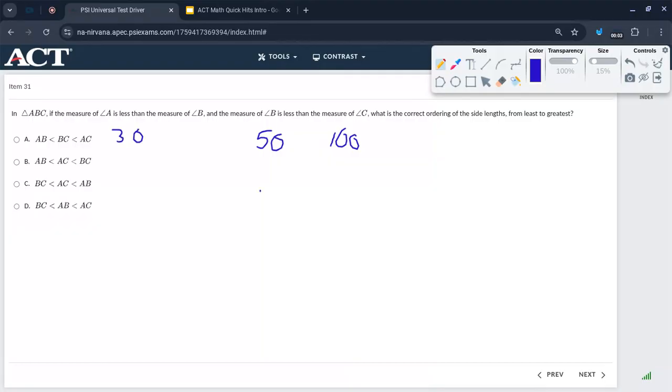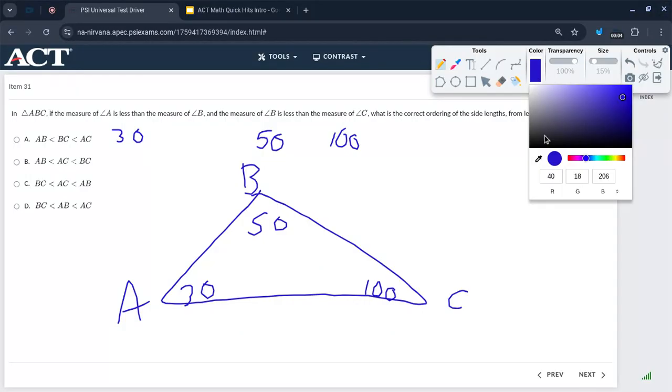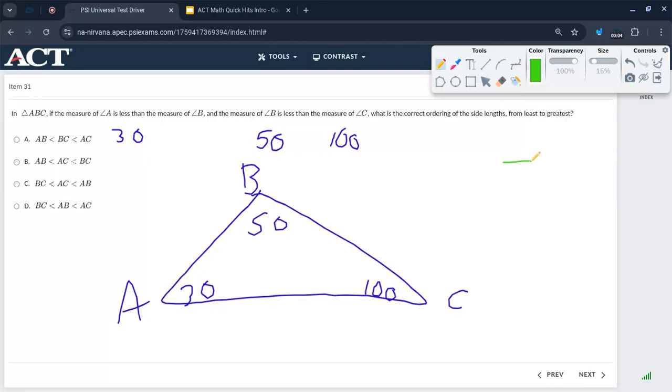If I wanted to draw a quick picture of this, I could. Here's A, which is 30 degrees. Here's B, which is 50 degrees. And here's C, which is 100 degrees, right? Not drawn to scale. All right, so we want to know about sides. Well, the side that is across from the biggest angle is going to be the biggest side. So that's the relationship. However big your angle is, that makes the side across from it that much bigger, right?